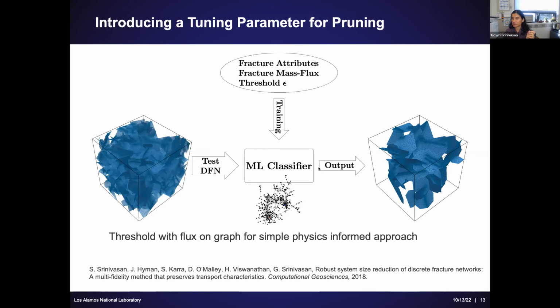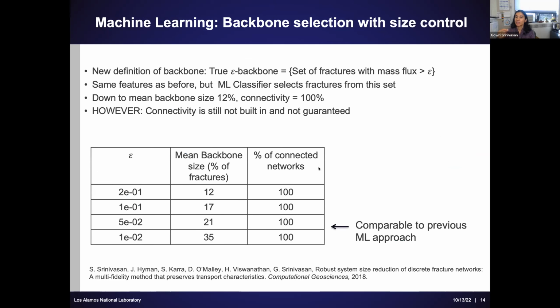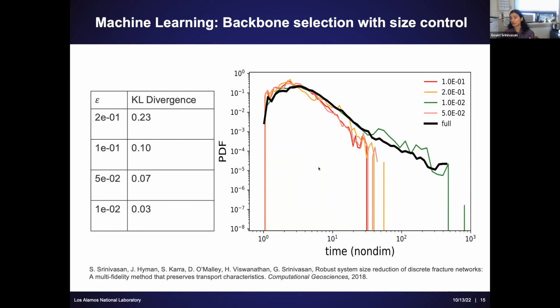In the physics-based pruning, we introduced a mass flux threshold and tried to see how we could adjust that threshold and how we could actually tune the size of our backbone, how many fractures we could get. And here are some results for if we could get it down to a third of the original or 80% of the original, et cetera. So this actually allows you to introduce a tuning parameter. So instead of all or nothing, we get to tune it and ensure fracture connectivity here.